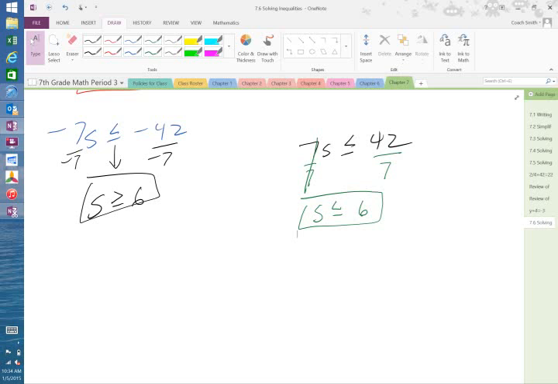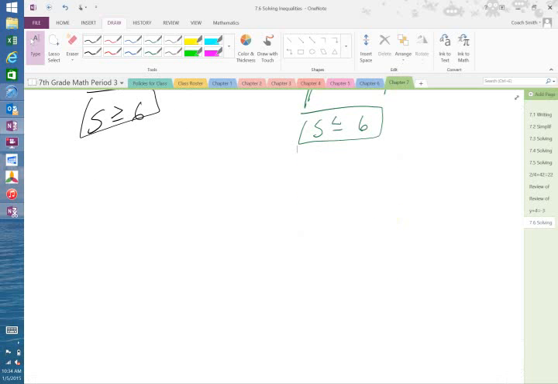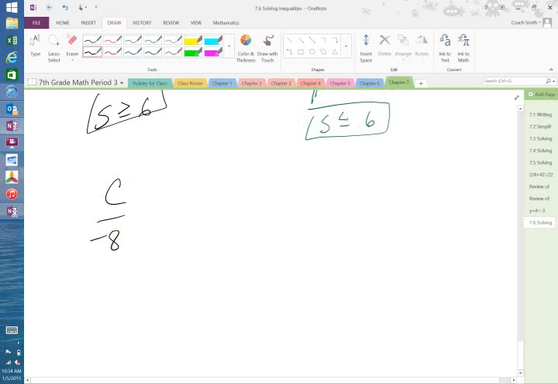Now, let's look at one where you multiply by a negative. And that would happen to be number 29. Number 29 says c over negative 8 is less than negative 17. Now, it has nothing to do with the negative on the right side of the inequality.